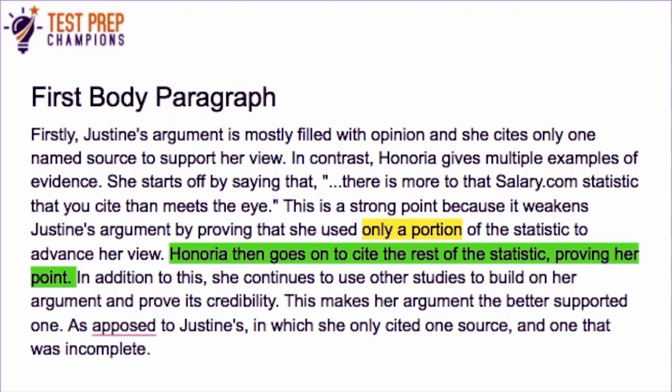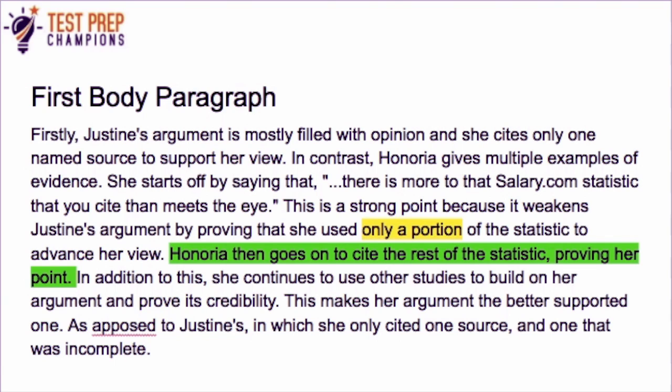Okay, so in your first body paragraph, you start off with a good transition word. You say firstly. I've seen other students use first instead of saying firstly, but either way is correct, however you want to do it. So you say firstly, Justine's argument is mostly filled with opinion, and she cites only one named source to support her view. So you're starting off the body paragraph with a topic sentence, and then you're going to explain what you mean by that topic sentence throughout the rest of the paragraph.